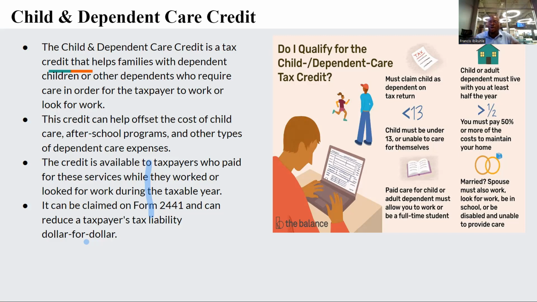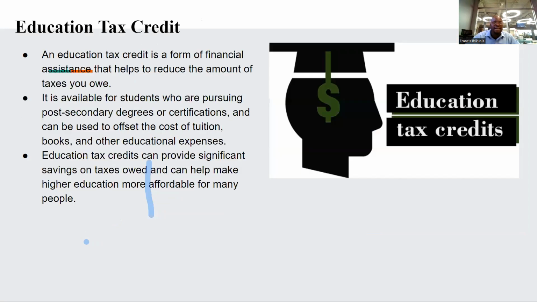So the whole idea is to help the system going, to help the family. The goal of the government is to create a better society, make the citizens happy and all that. So that's why these credits and programs are created. It can help you offset the cost of child care, after school programs, and other types of dependent care expenses. The credit is available to those who paid for the service while they work. It can be claimed on Form 2441 and can reduce tax liability dollar for dollar. So that's the whole idea.